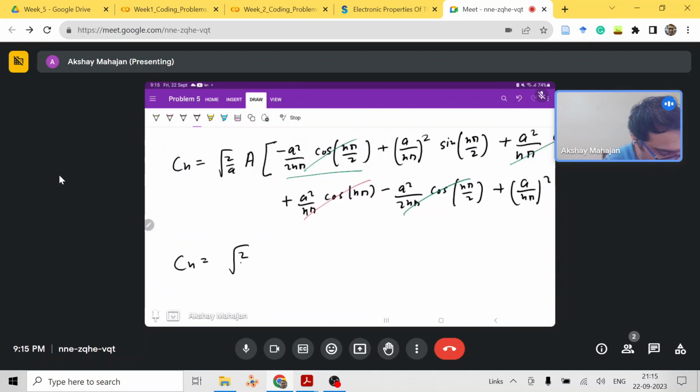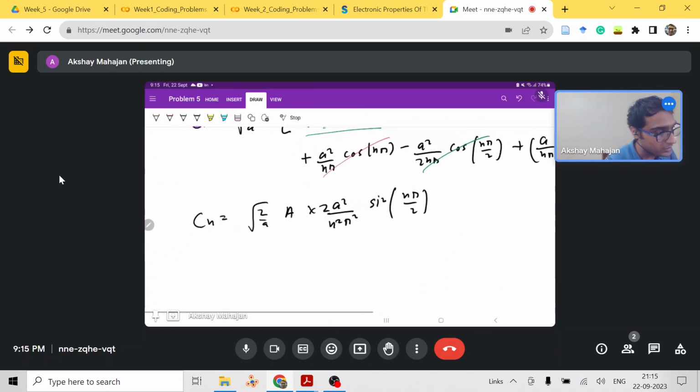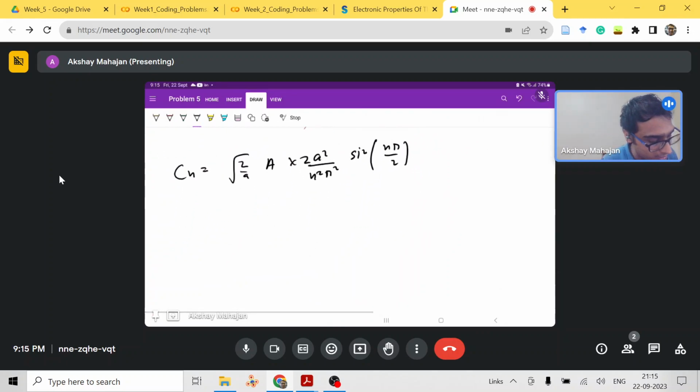We have under root 2 by a times capital A times 2 times a square upon n square pi square times sine of n pi by 2. So basically the Cn value, from here we finally get 4 root 6 upon n pi whole square sine of n pi by 2, by putting the value of A that we found in our previous part.